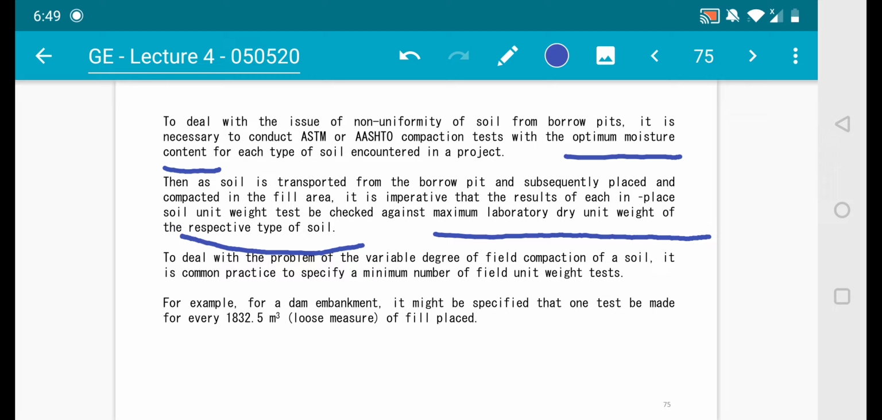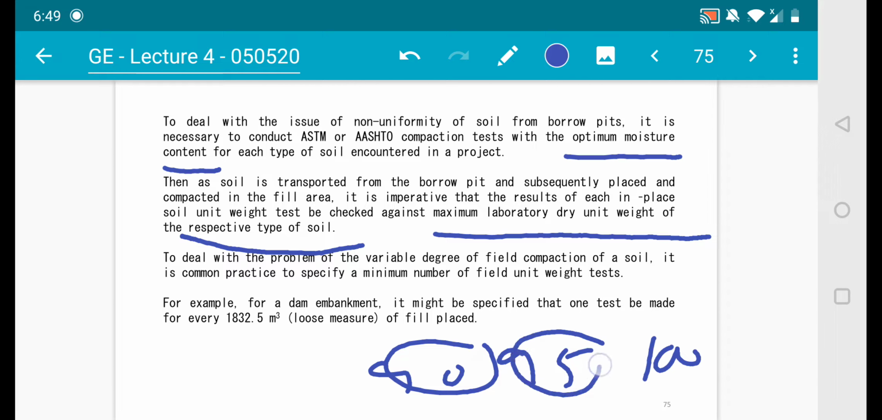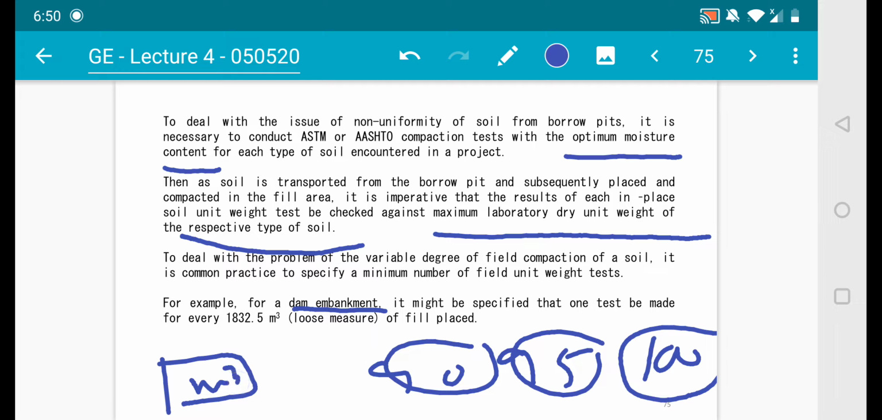To deal with the problem of the variable degree of field compaction of a soil, which was 95, 100, 90, it is a common practice to specify a minimum number of field unit weight tests. For example, for a dam embankment, it might be specified that one test be made for every 1,832.5 meter cube of field placed. So every meter cube of this area, you need to do one test. So this is by a statement.